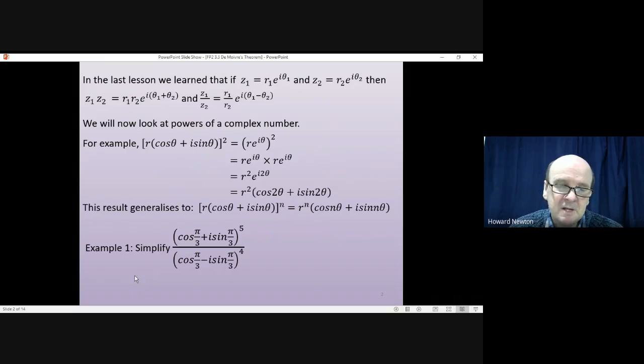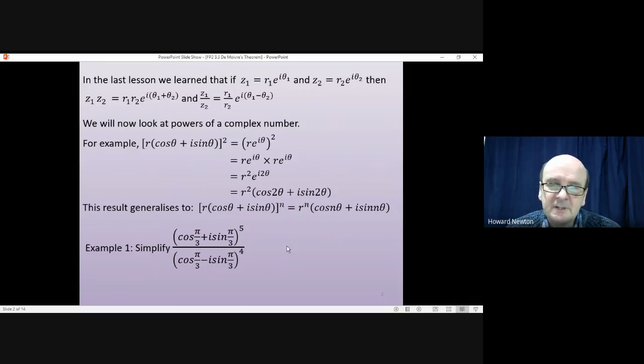Okay, let's have a look at an example. Simplify this expression. I'll let you have a go yourself first, but before you do so, do just take care with the complex number on the bottom. It isn't written in the standard modulus argument form. This minus does need to be changed to a plus. I'll let you have a go yourself first, and when you're ready, come back to me again.